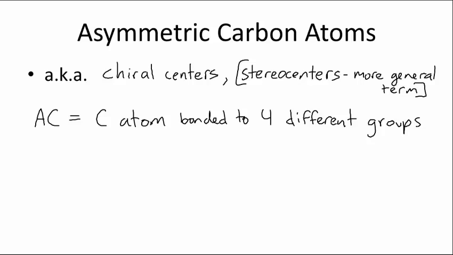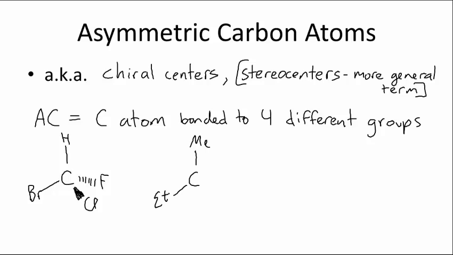So you have, a classic example would be carbon bonded to, say, hydrogen, bromine, a chlorine, and a fluorine. Or you could have carbon bonded to a methyl group, an ethyl group, a hydrogen, and an OH.